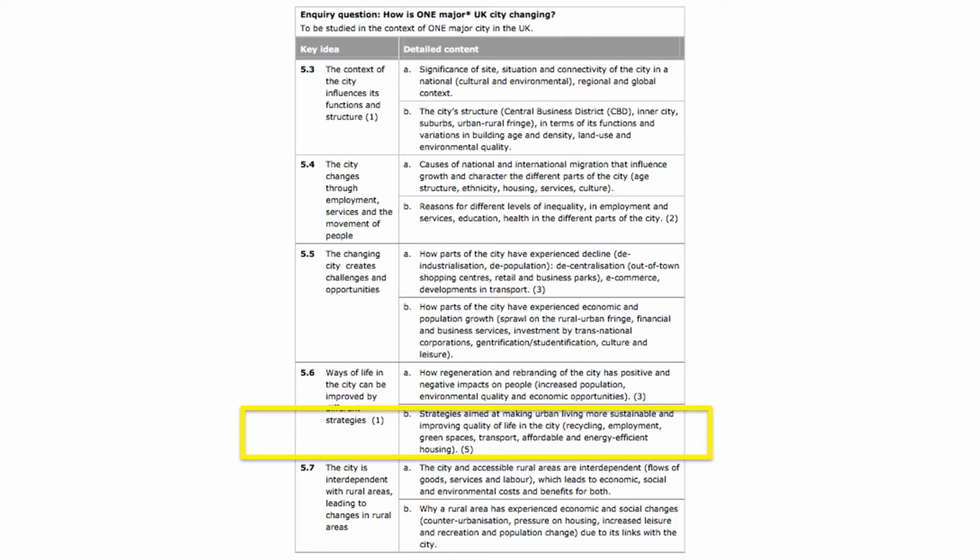Last lesson, you would have learnt about regeneration and rebranding of the city, and we specifically looked at Stratford, and you should have produced and submitted an 8-mark PEQ on regeneration and rebranding of Stratford. If you haven't yet submitted that, it's really important you get your work handed in on time to your teacher so we can keep a record of the marks you're achieving in your practice exam questions.